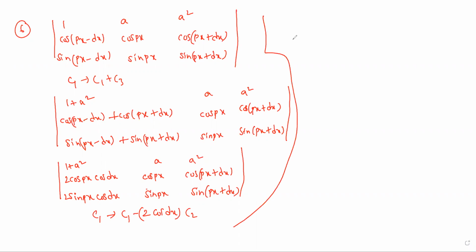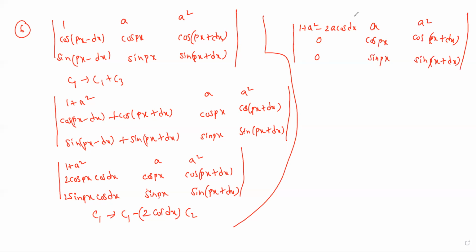Now afterwards, what will you get here? 1 plus a square minus, we are multiplying by 2 cos dx, that is 2a cos dx. Here 0, this also 0, remaining a, cos px, sin px. Here a square, cos of (px plus dx), sin of (px plus dx).